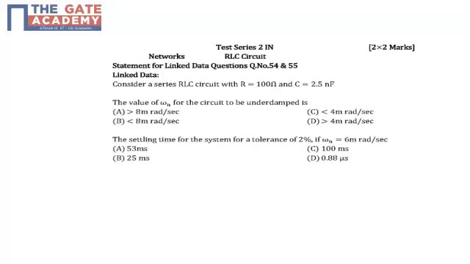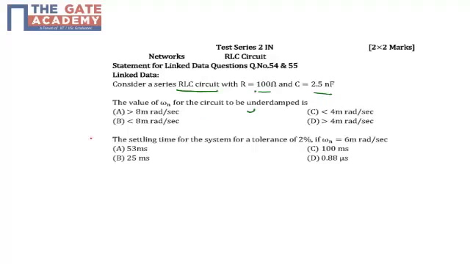Hello friends, this question is from the subject of networks and the topic name is RLC circuit. It's a linked data question. In the problem, it has been said that you need to consider an RLC circuit with the value of resistor as 100 ohm and capacitor as 2.5 nanofarad. The first part of the problem asks for the range of omega n for the circuit to be underdamped.